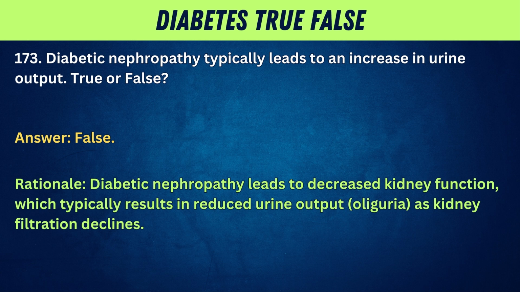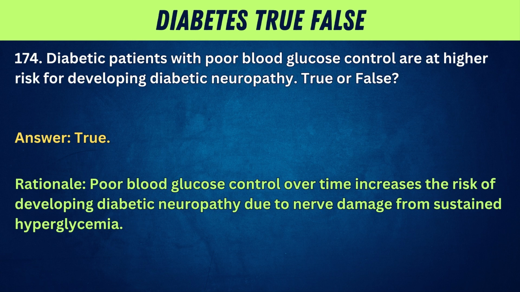Rationale: diabetic nephropathy leads to decreased kidney function, which typically results in reduced urine output, oliguria, as kidney filtration declines. 174. Diabetic patients with poor blood glucose control are at higher risk for developing diabetic neuropathy. True or false? Answer: true.